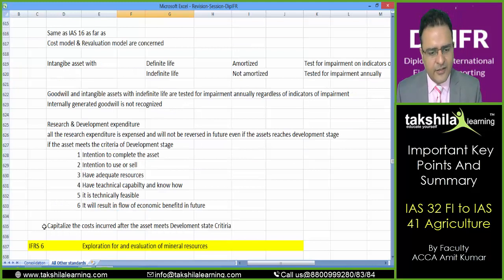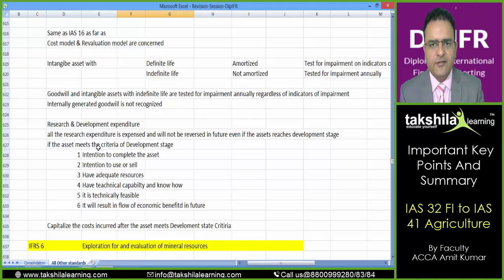When there is an intention to complete the asset, when there is an intention to use the asset, when they have adequate resources, when they believe that it is technically feasible, they have the know-how, they have resources to complete, and will result in future economic benefits going to flow to the entity. When it meets all the criteria, intention to complete, they have resources, they know it is commercially viable, they intend to do it, they have technical feasibility, commercial viability, and when it meets all these conditions, they can begin capitalization from the day this is identified.